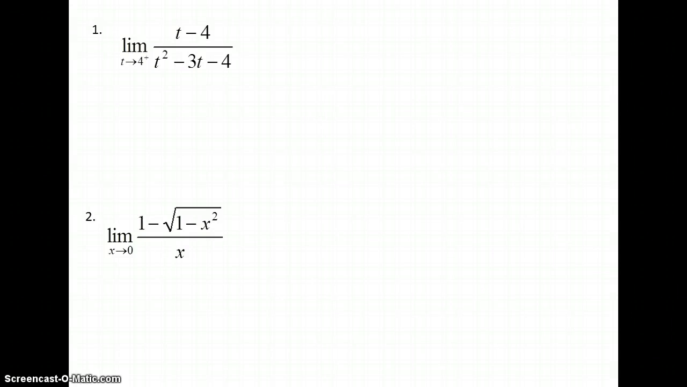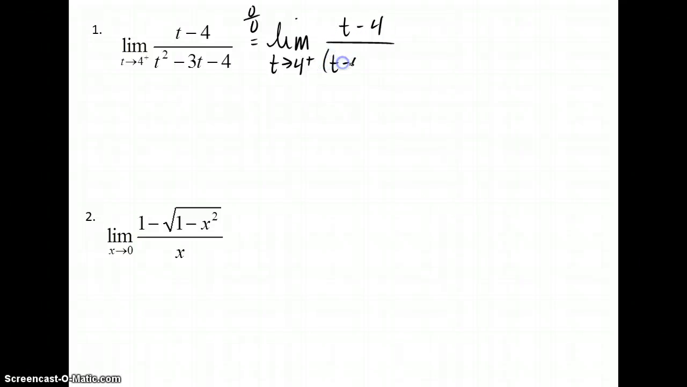All right, Chapter 1 test for Mod 2. Limit as t approaches 4 of this function. A direct substitution would give us 0 over 0. So to simplify, we would factor the denominator. We know t minus 4 better be a factor of the bottom. These cancel, and a direct substitution would give us 1/5.